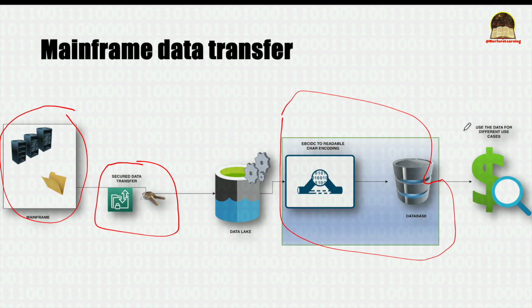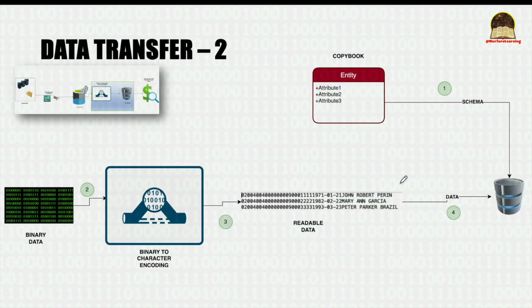So this part which is highlighted, we are going to elaborate on it. We have the binary data which we received in the data lake. Now we can convert this binary to character encoding. How we can do that, I would show in a program in part 2, where this encoding can be converted from binary to a readable encoding.